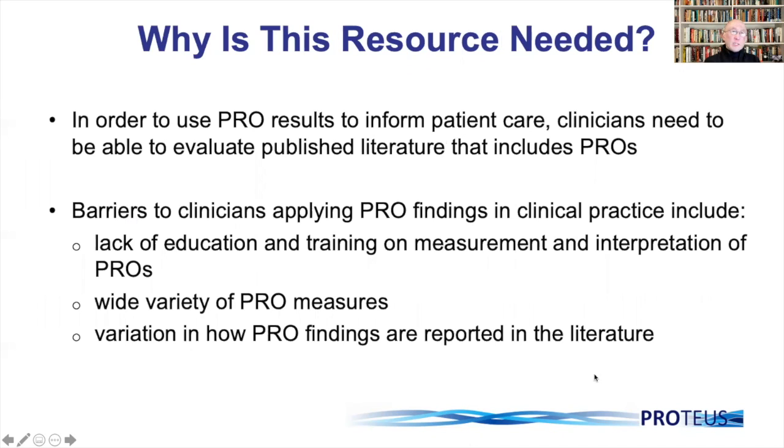So why is this resource needed? To use PRO results to inform patient care, clinicians need to be able to evaluate the published literature that includes PROs. There are, however, many barriers to clinicians actually doing this, to applying PRO findings in clinical practice. These include a lack of familiarity, which stems from mostly a lack of education and training on measurement science and on the interpretation of PROs. There is a wide variety of PRO measures, and it's difficult for a clinician to keep up with all of these. And there's variation in how PRO findings are reported in the literature.